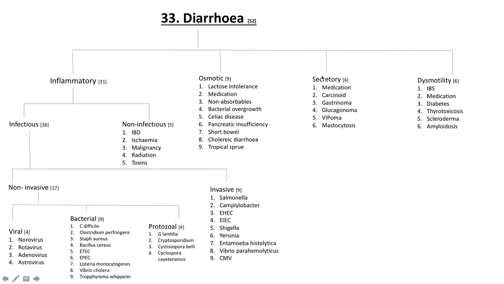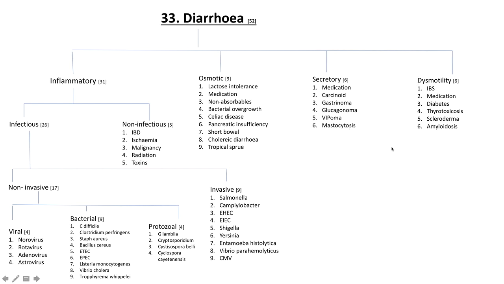Secretory causes, and the classic example here, or the classic giveaway clue, is that the diarrhea persists even when the patient is fasting. So here we look at medications, carcinoid. Bear this in mind. We're going to be revisiting this in a subsequent slide. Gastrinoma and glucagonoma, which are both endocrine tumors involving the pancreas, VIPoma, as well as mastocytosis.